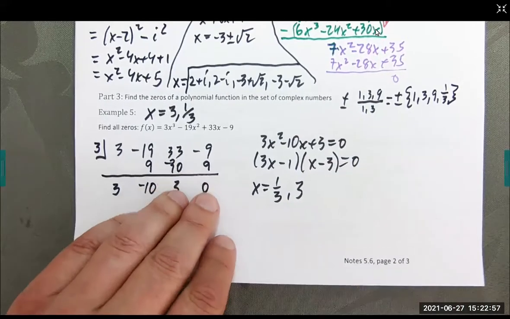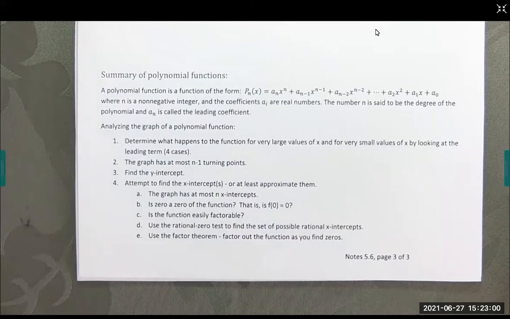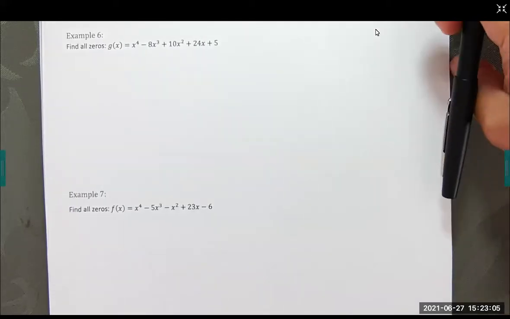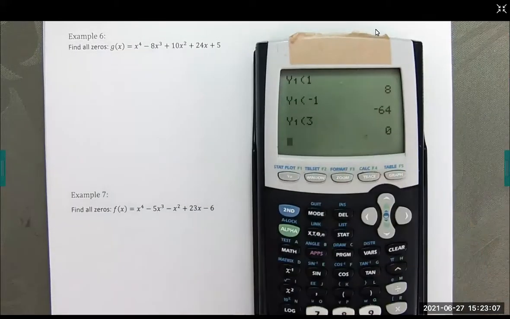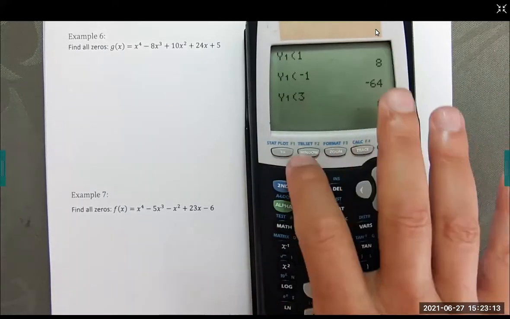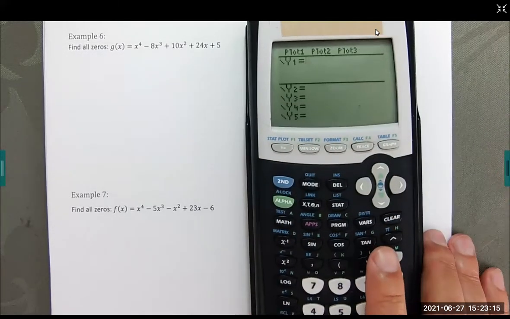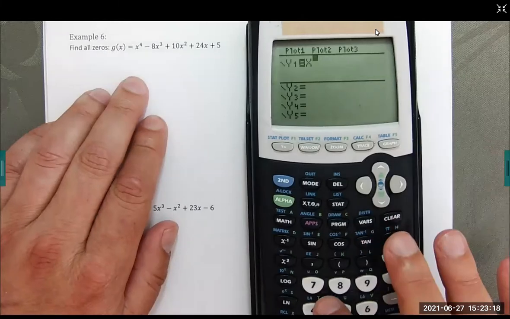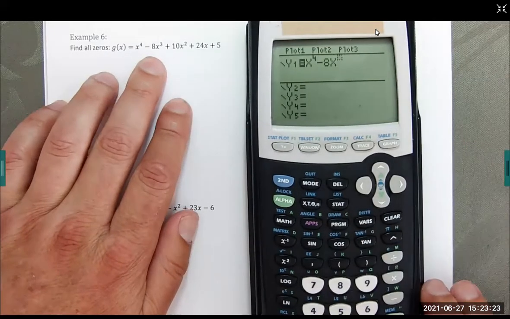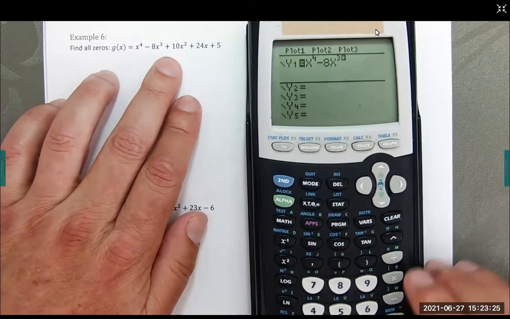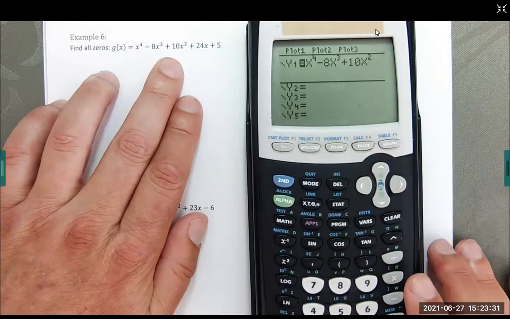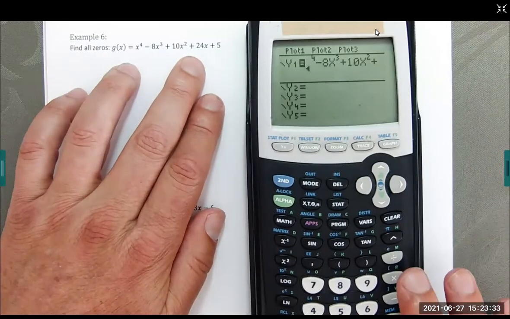All right, last page. All right, find all the zeros. Let's do our trick again. And hopefully we'll be able to find 2 zeros. And first of all, let's load this up. So clear. So x to the 4th minus 8x to the 3rd plus 10x squared plus 24x plus 5.